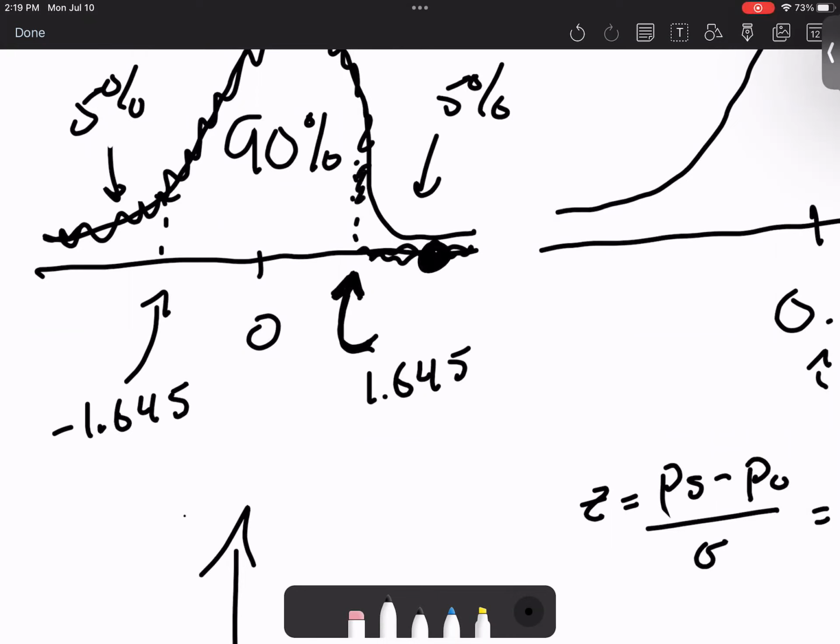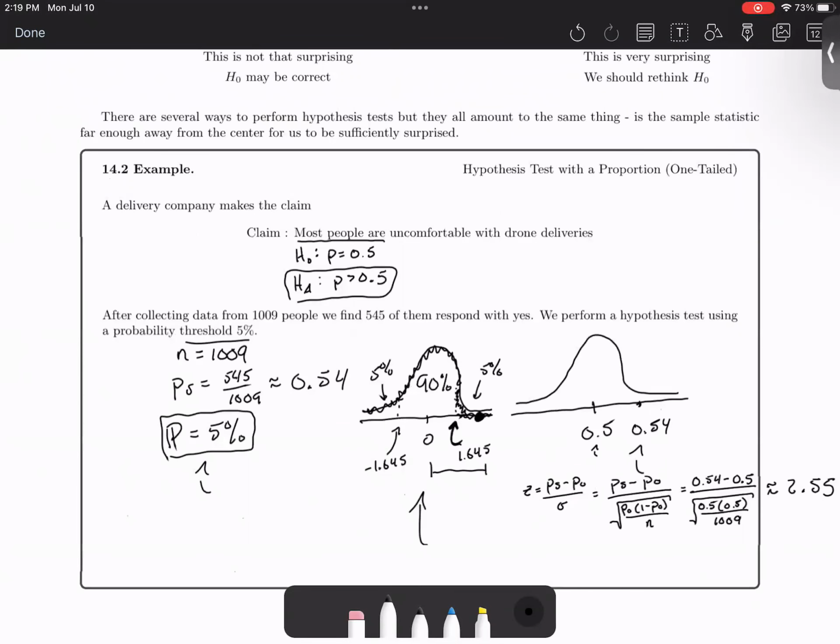So it is inside that 5% tail, meaning that it is sufficiently far away from 0. So we are sufficiently surprised. The conclusion would be to reject the null hypothesis. So if I reject the null hypothesis, then odds are that the alternative hypothesis is true. The proportion of people that are uncomfortable with drone deliveries is most likely greater than 0.5. We got a sufficiently surprising result. Therefore, we reject the null hypothesis.